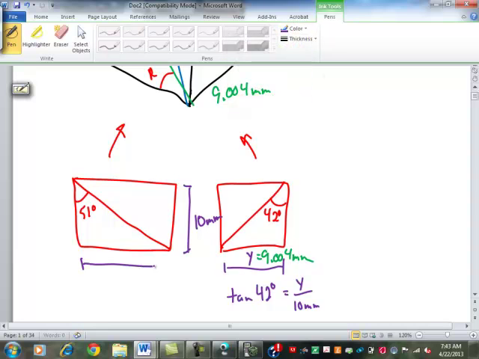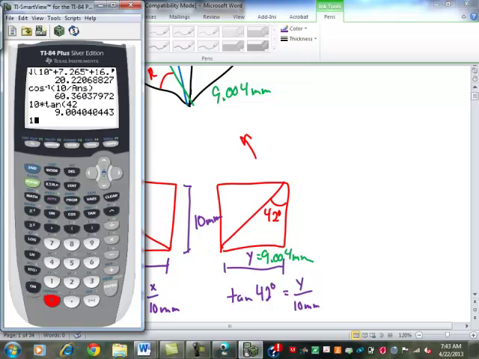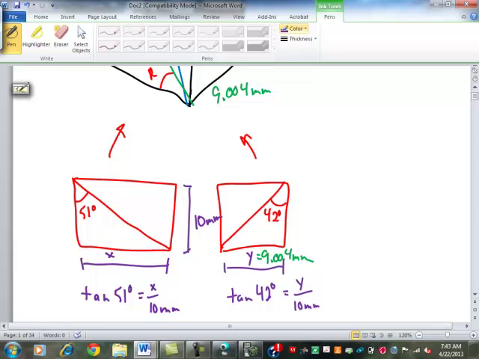Over here, we do the same thing. This is going to be the tangent of 51 degrees equals, if I call this x, x over 10 millimeters. So that'd be 10 times the tangent of 51. 12.349 millimeters. So that goes right here.